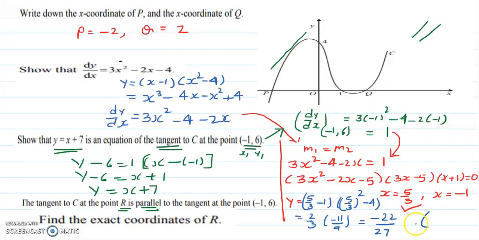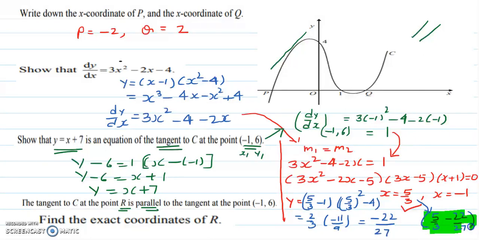So these are the coordinates here. I hope you are understanding. What was the question? Find the exact coordinates of R. So what will be the exact coordinates of R? Any idea? X is 5 over 3, and corresponding to this 5 over 3, you got minus 22 over 27. So this is your answer, the exact coordinates of R.